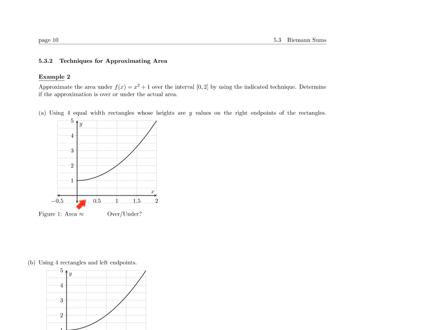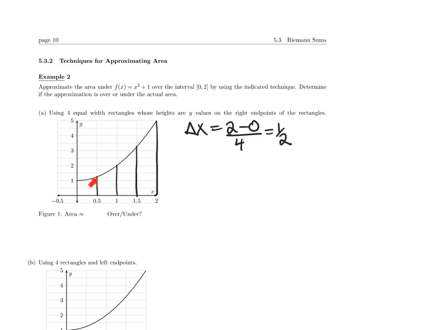So I can see if I'm going from 0 to 2, and I was going to do equal width rectangles, the width, which we're going to call delta x, would be the length of the interval, 2 minus 0 divided by 4, or 1/2. You can already see that I've got markings every half unit on this graph, and so here are going to be the sides of my rectangles. Now I want the heights to be the y values on the right end point.